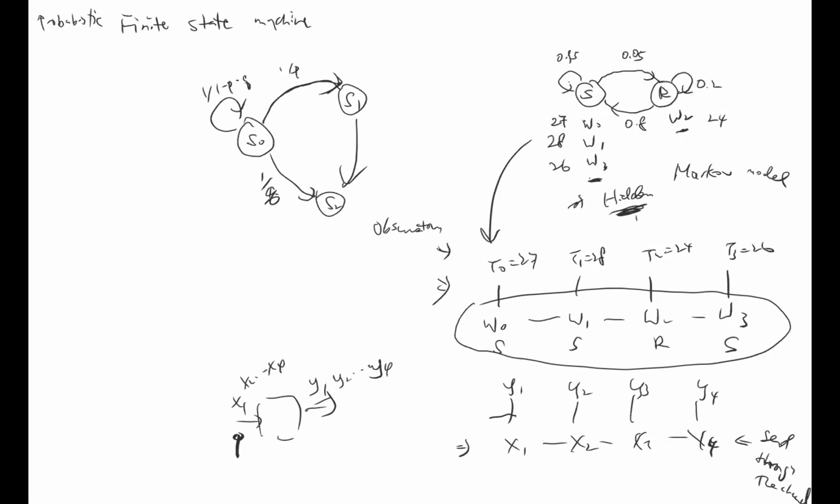So then this would be the hidden state. You can consider these are the hidden state, and these are the observation here. This is the hidden state. So again, this will be a hidden Markov model. Again, I want to emphasize this.